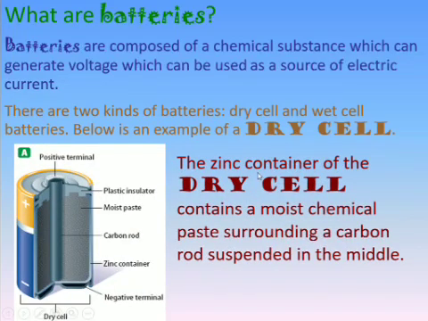As you can see here, the dry cell has two terminals or two poles. We have the positive terminal or pole, and we have the negative terminal. So the one that is up is called the positive terminal, and down it's called the negative terminal.